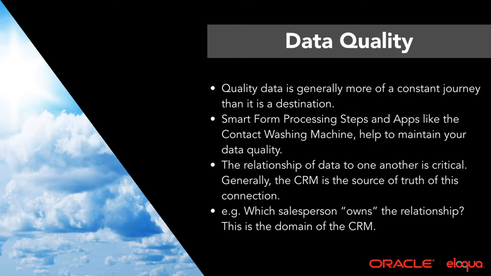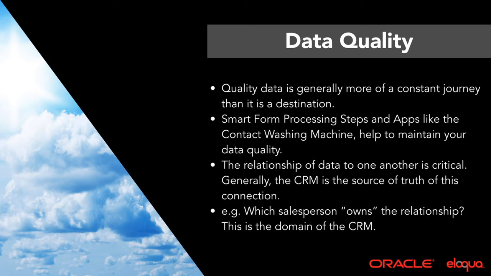As I was thinking this one through yesterday, quality is generally, as I sit here, more of a constant journey than it is a destination. It's very rare that you'll be in a state where you can go into a meeting and say, hey, our data is perfect. It just doesn't happen. But there are things you can do to constantly work on improving the quality of your data. Certainly smart form processing steps is a really good way to do that. Apps like the contact washing machine are great ways to help with that data quality. And then looking at what you're able to send back to the CRM can really help.